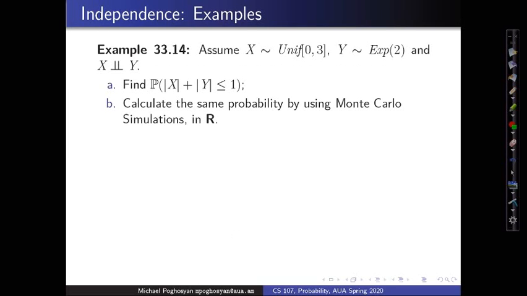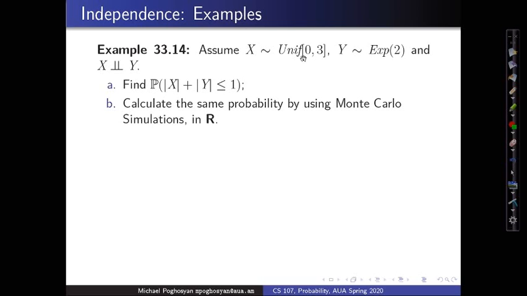So assume X is uniform on 0, 3, Y is exponential 2, and assume now we know that X and Y are independent. So this is the second type of problem, where I have marginal distributions, individual distributions, and I have that they are independent. From this I will obtain the joint PDF and I will be able to calculate probabilities. The first part is saying find the probability that absolute value of X plus absolute value of Y is less or equal than 1.